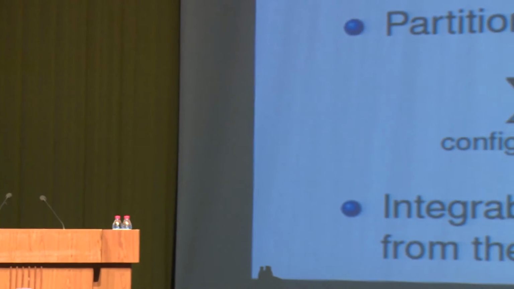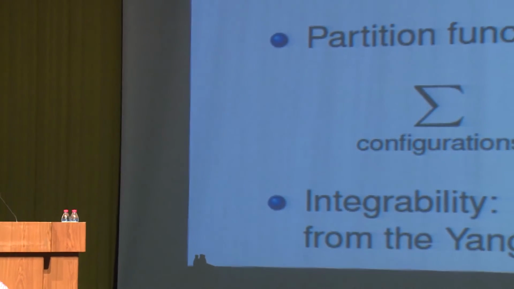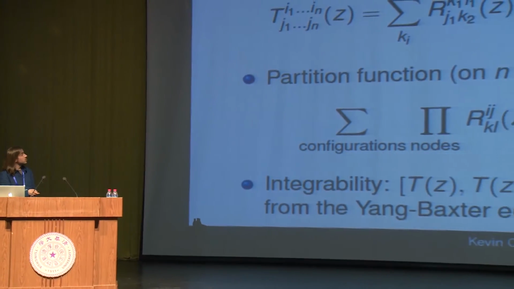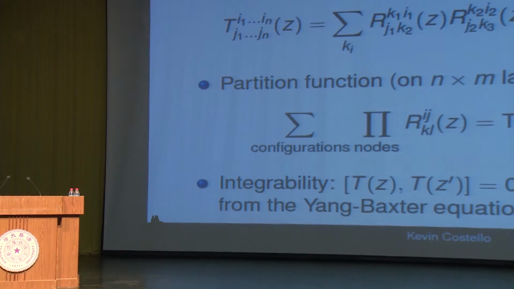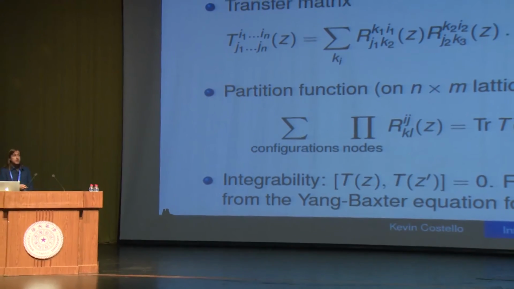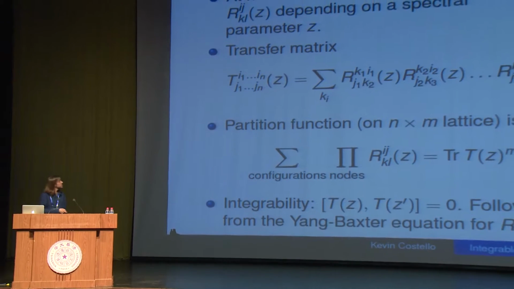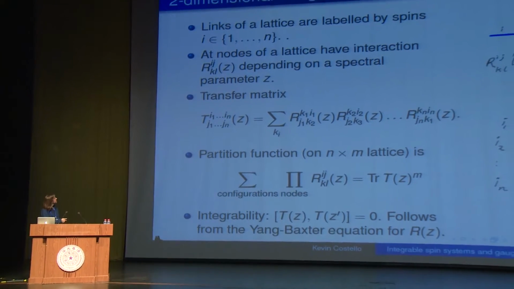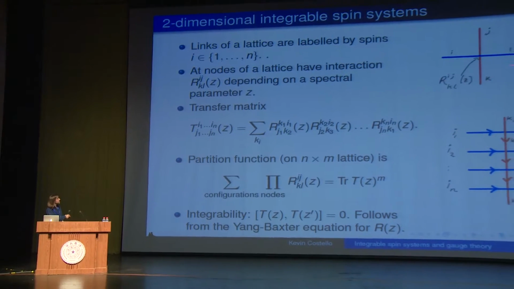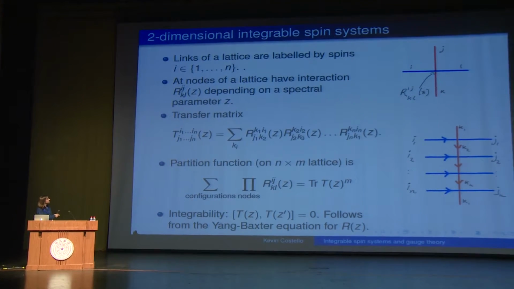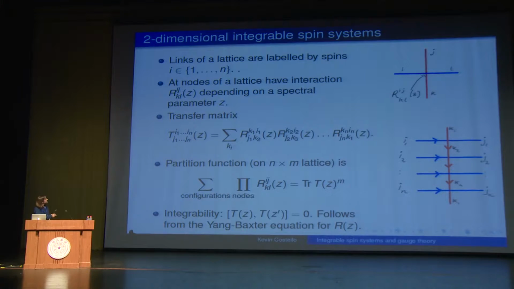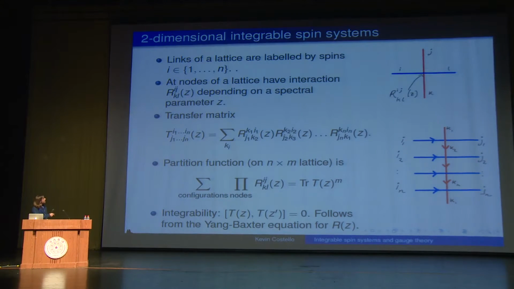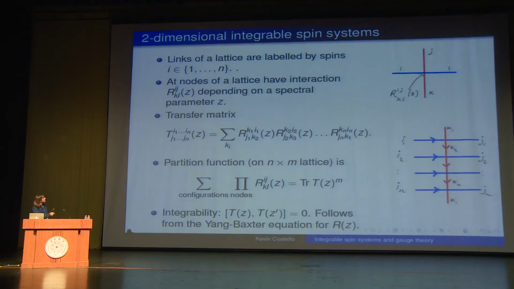So I'd like to start by reminding people about, which is probably a familiar story, integrable spin systems. This is a story developed by Baxter and Yang and Onsager and others. So we're going to consider a two-dimensional lattice, and the links of the lattice will be labeled by spins, as shown. And at the vertices of the lattice, we will have an interaction between the spins, like a Boltzmann weight, which depends on the spectral parameter z.